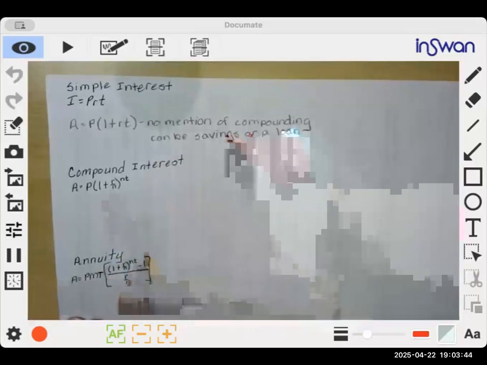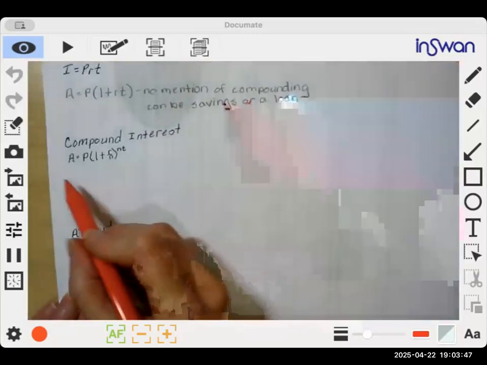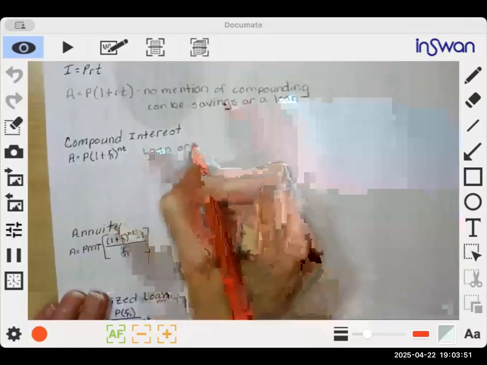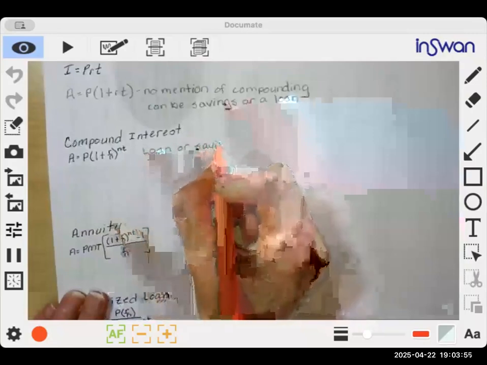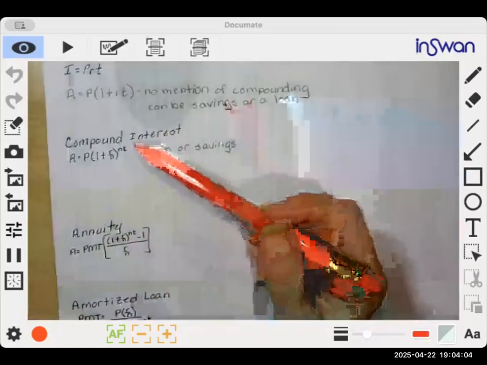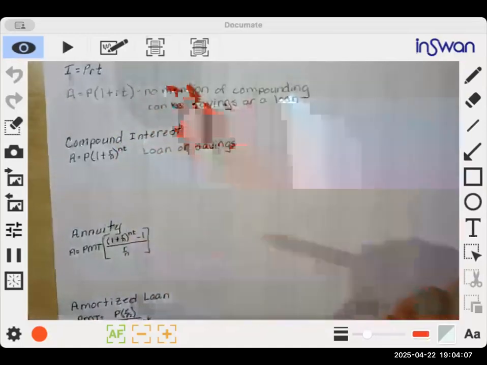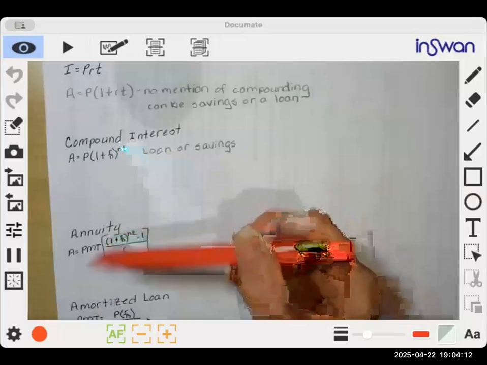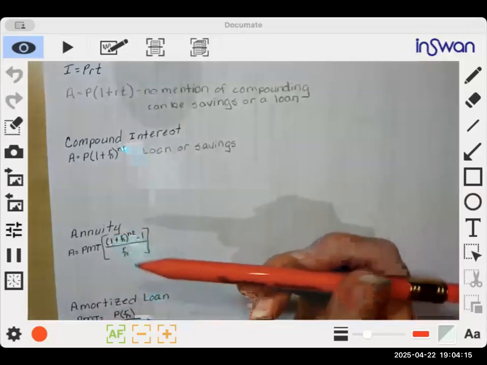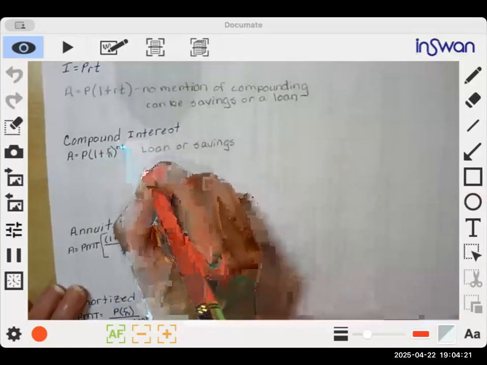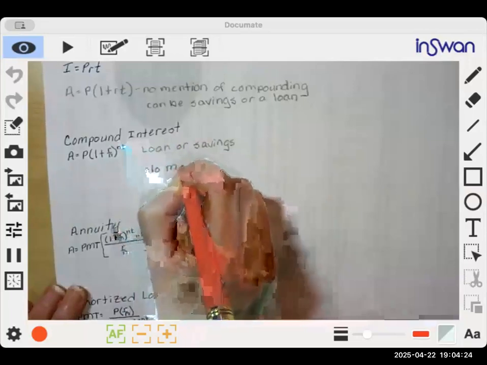All right, then there's compound interest. Again, it can be a loan or savings. If you have questions, please feel free to ask. Now this is where it gets confusing, because if you see compound interest, it doesn't mean you're going to use the compound interest formula, because compounding is in annuity and it's also in amortized. So we only use compound interest when there's no mention of the following.